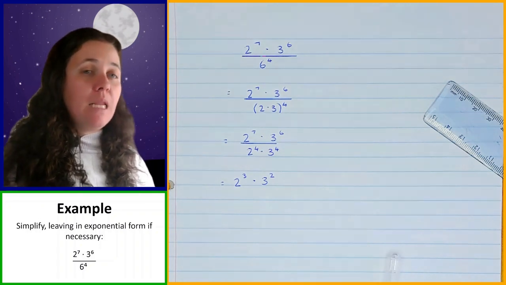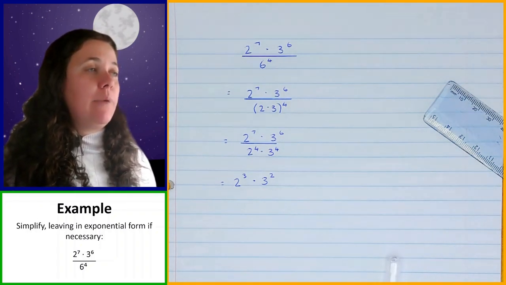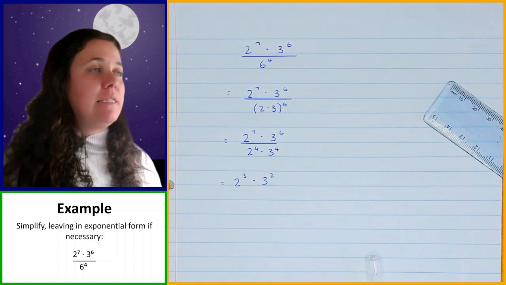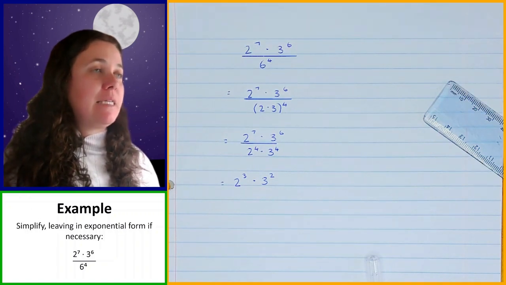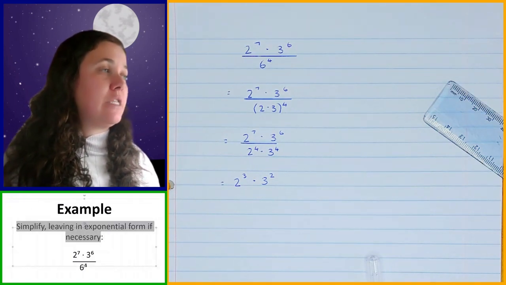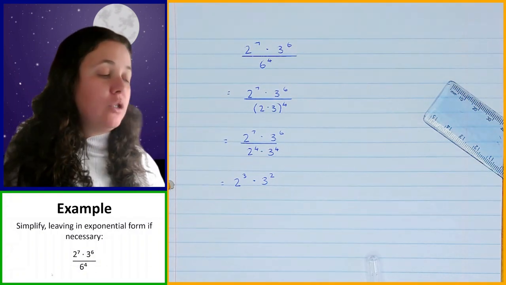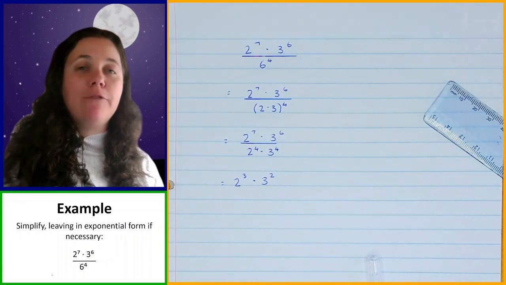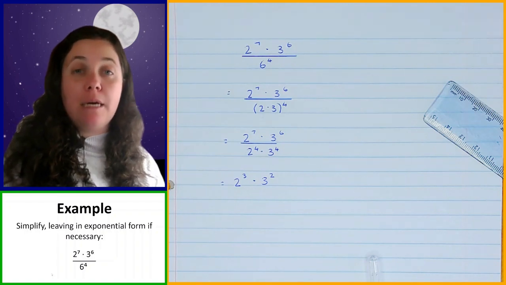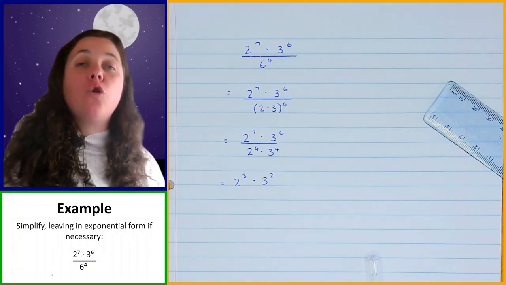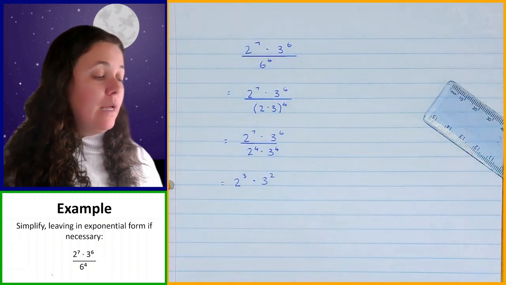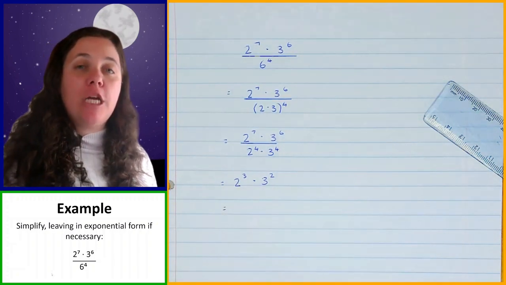Now, I want you to have a look at this instruction over here. It says simplify, leaving it in exponential form if necessary. Okay, so in all of the examples we've been doing up until this point in this section, I've just told you to leave it in exponential form all the time. But you don't always need to leave it in exponential form. Sometimes you can actually change it.